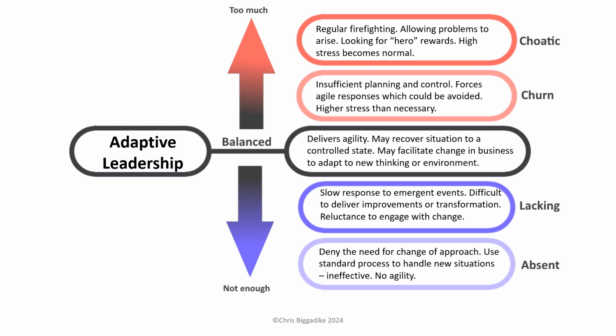But where there's not enough adaptive leadership, there's not even a response to the unplanned, uncontrollable elements. And so there's a slow response to emergent events. It's really difficult to deliver improvements or transformation too. There's a reluctance to engage with change. Essentially, there's a denial of change, regardless of the implications of that denial.